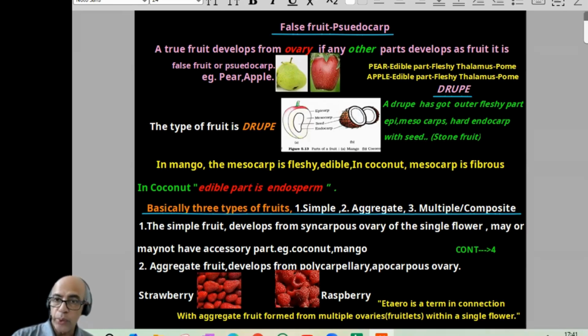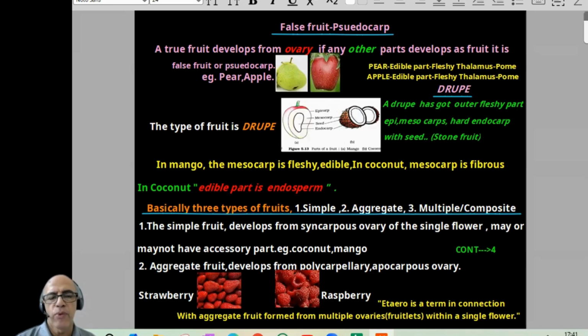In mango, the national fruit of India, Mangifera indica, the mesocarp is fleshy and edible. While in coconut, the mesocarp is fibrous, and the edible part in coconut is endosperm. So the edible part in coconut is endosperm. Now, basically 3 types of fruits: simple fruit, aggregate fruit, and multiple or composite fruit, which is the typical basic classification connected with NCERT.